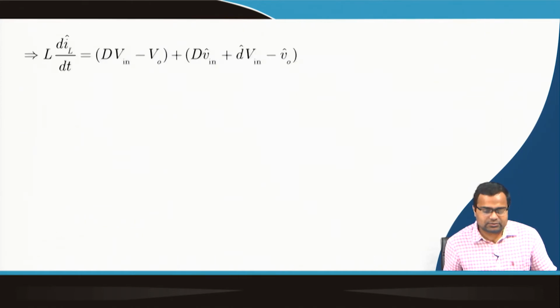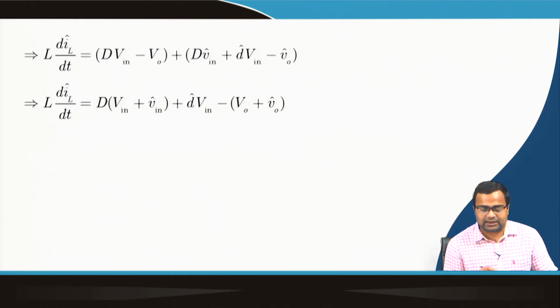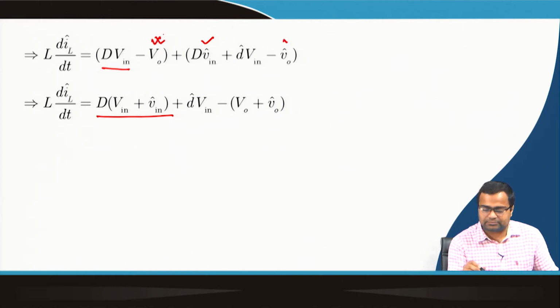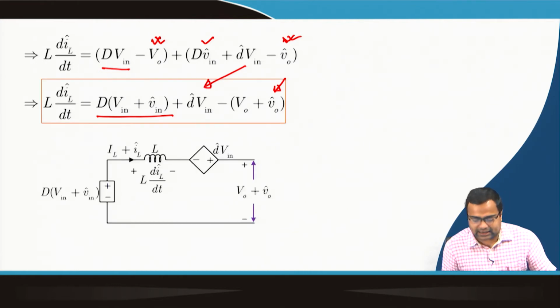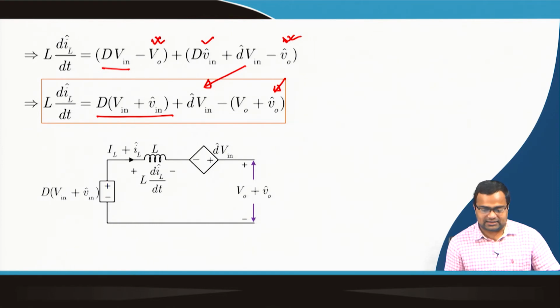Next, we want to write down the left side, L dIL/dt expression, and if we rearrange this term, we get this term. Then if we consider this term and this term, this will generate this result. Then we can write down the equivalent circuit.